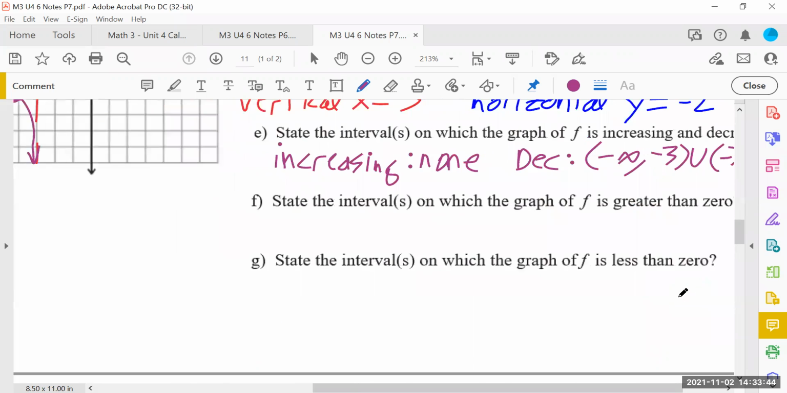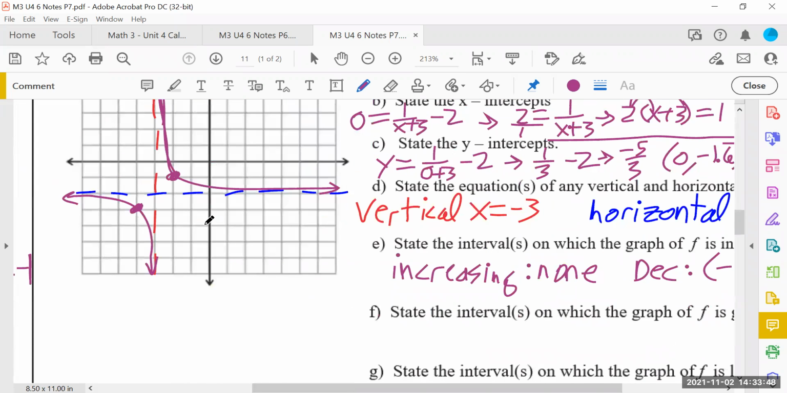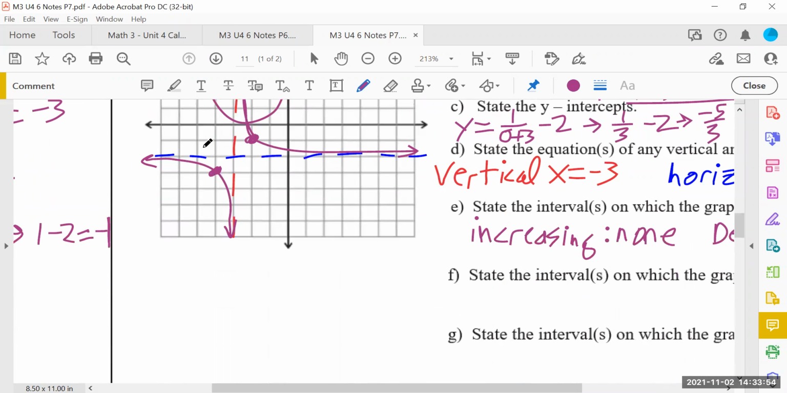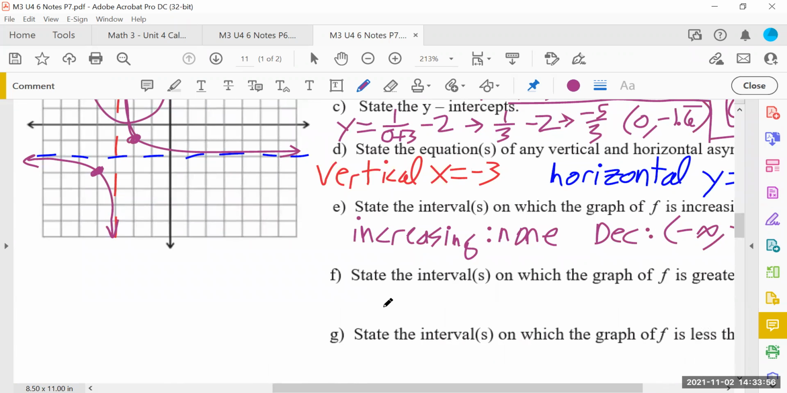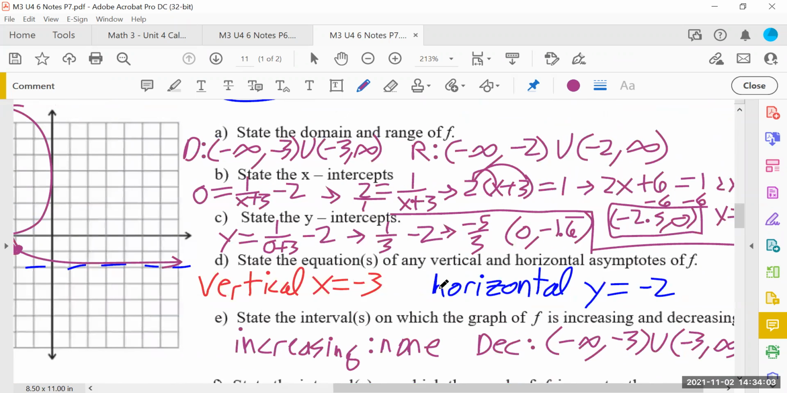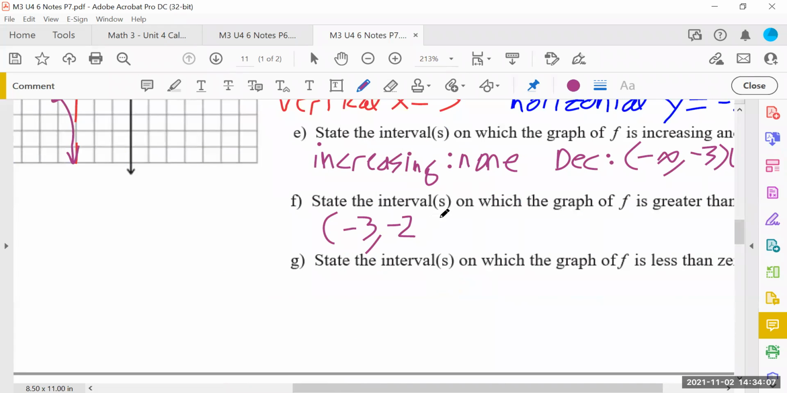Where is the graph of f greater than 0? Well, just in this one little piece. This is the only piece of the graph that's above the x-axis. It's from the asymptote to the x-intercept. So -3 to, we said the x-intercept was -2.5. That's the one piece of the graph that's above the x-axis.